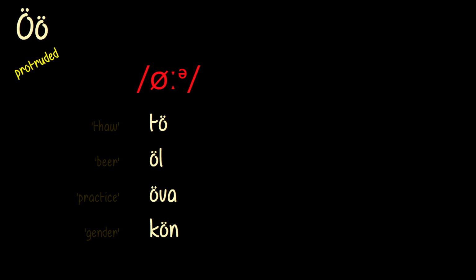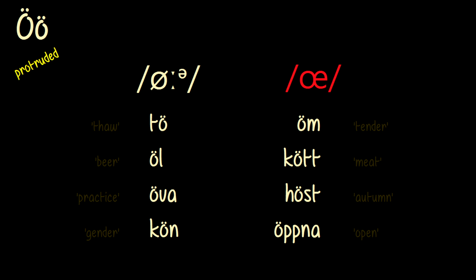Long Ö is pronounced Ö. Just as with long E, this commonly ends in a weak schwa. Ö, tö, öl, öva, kön. Short Ö is pronounced Ö, which is the same sound as short E and Ä, but with rounded lips. Ö, kött, höst, öppna. And just like E and Ä, Ö opens up before an R.